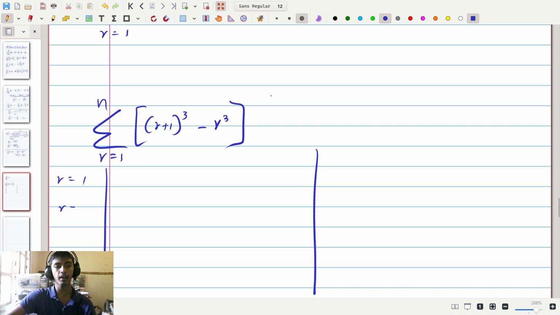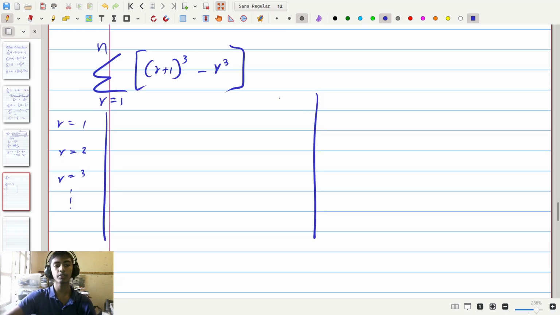For r equals 1, r equals 2, r equals 3 and so on, we'll have certain values. And then on the flip side, for r equals n minus 1, we would have certain values, and for r equals n, we would have certain values. Evaluating this, for the first term, (r plus 1) cubed minus r cubed is 2 cubed minus 1 cubed. For the next term, r equals 2, we would have 3 cubed minus 2 cubed. For the term after that, we would have 4 cubed minus 3 cubed, and this would continue downward until the very last terms.